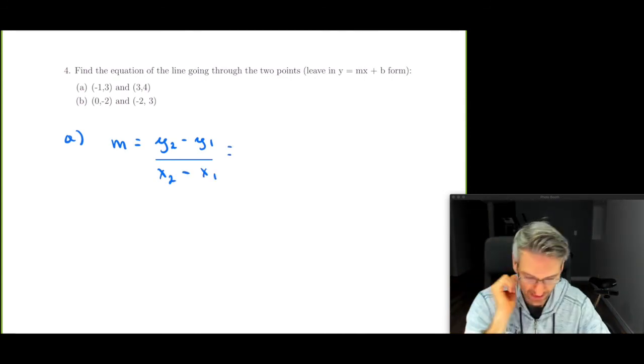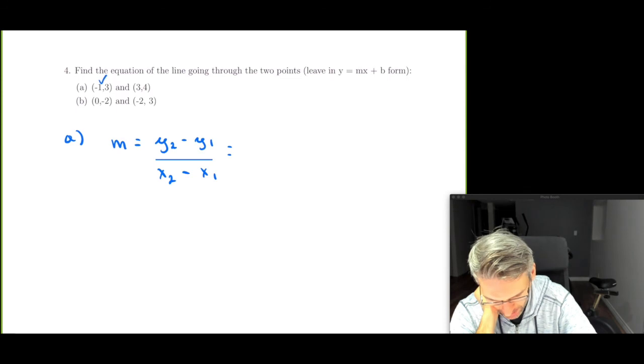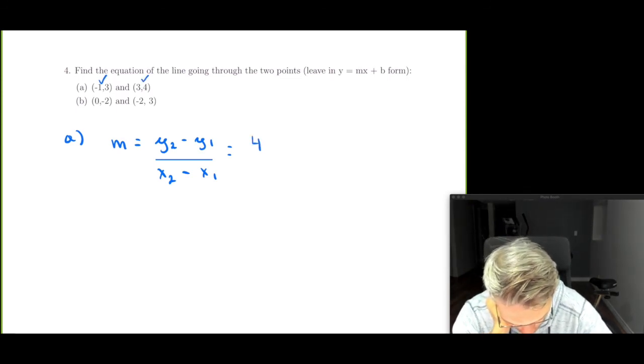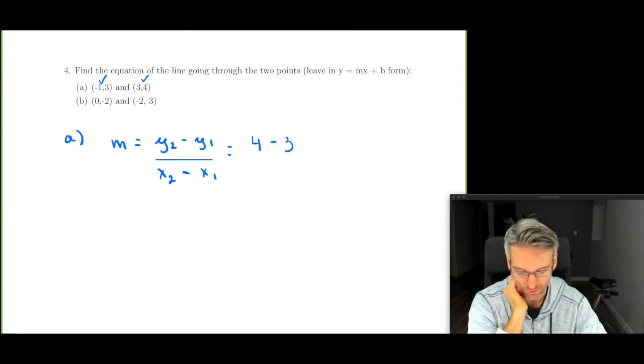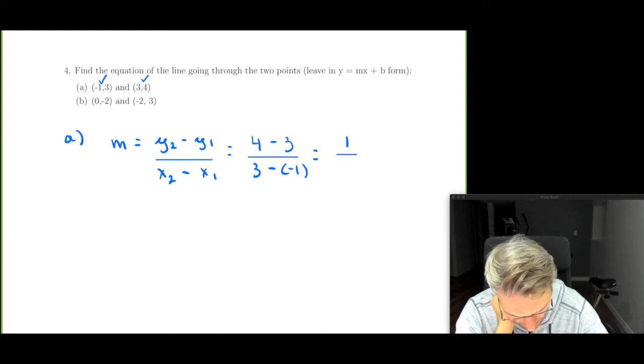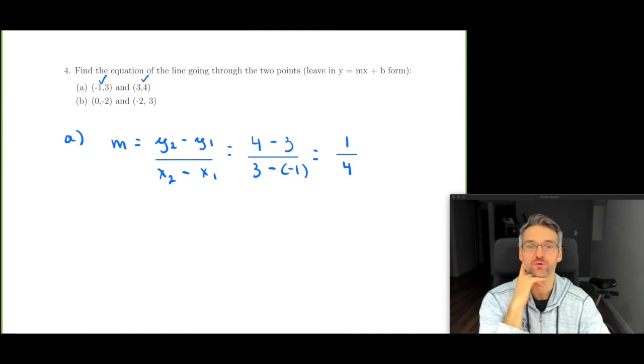And in this case, this is point 1, this is point 2. So I'm going to have 4 minus 3, that's my y values, all over 3 minus -1. So that's going to be 1 all over, and 3 minus -1 is actually 4. All right, so this is 1 over 4. So that's my slope of the first line.